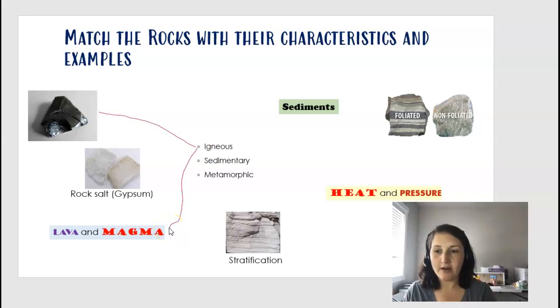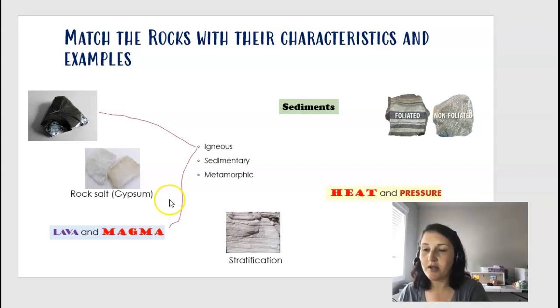When they cool down, they form igneous rocks, and that can either cool below the surface of the earth in the form of magma, or it can cool once that lava has erupted from a volcano, and depending on how quickly or slowly that material cools, we'll get different types of igneous rock. Next, we have sedimentary rocks. Sedimentary rocks form from sediments. This one over here, rock salt or gypsum, is an example of a sedimentary rock.